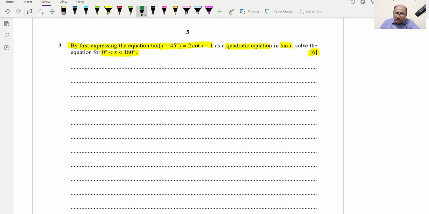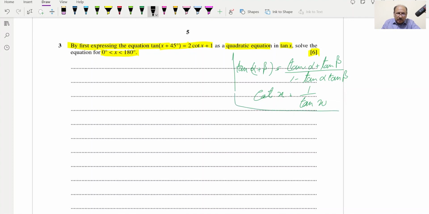So for this one, we know tan(alpha plus beta) is equal to (tan alpha plus tan beta) over (1 minus tan alpha tan beta). So this will be one formula, and the other general thing, we know that cot x is the inverse of tan x, 1 over tan x. So these two results we will be using.